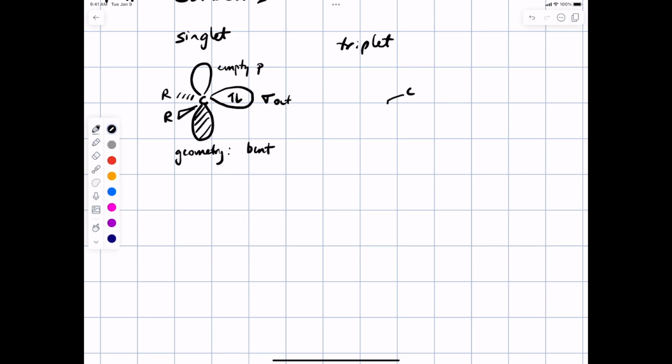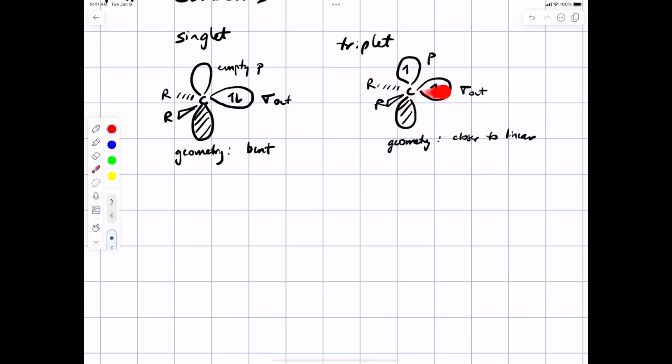In triplet carbene, these tend to still be somewhat bent, though their geometry is less bent than singlet carbene. In triplet carbene, the sigma out is singly occupied and the p orbital is singly occupied, and the geometry is closer to linear. Of course, if it's completely linear, actually this sigma out orbital just becomes another p orbital that's degenerate with this one.